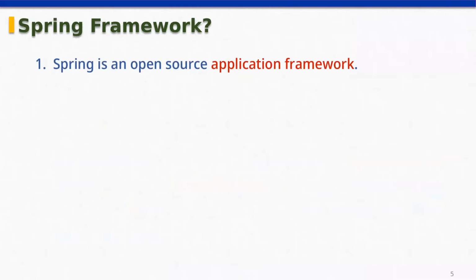Then we come to the Spring framework. Basically, frameworks are of two types: one is the application framework and the other is the web framework. If you look at the slide, it is an open source application framework. Spring is an application framework, not a web framework. It includes the web framework, but we call it an application framework.